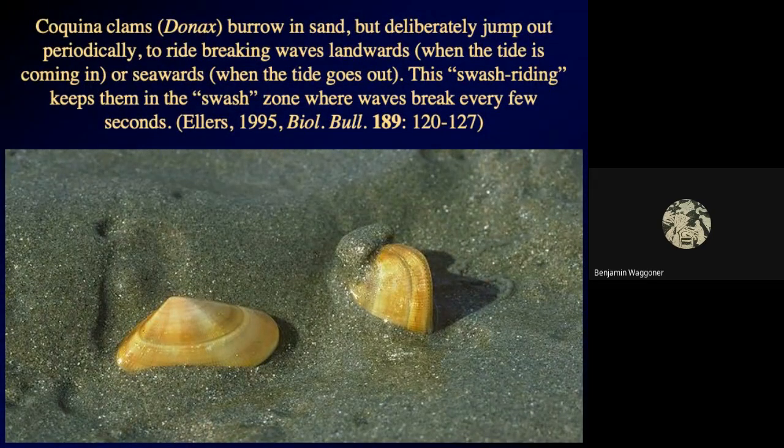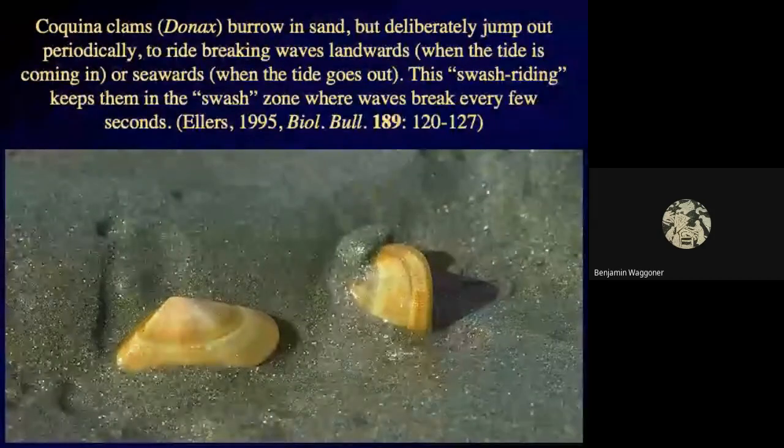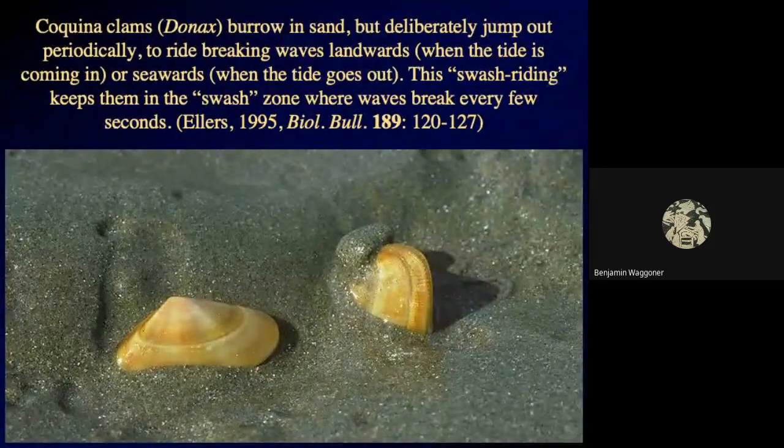There's a couple of coquina clams, and I showed you these earlier as an example of a selective deposit feeder, because when they're buried, they can stick out two little tubes called siphons. One of them is almost like a little vacuum cleaner. That siphon can swivel around and pick food particles up off the surface of the sand. And they'll burrow in sand, but periodically they'll deliberately jump out and ride the waves.